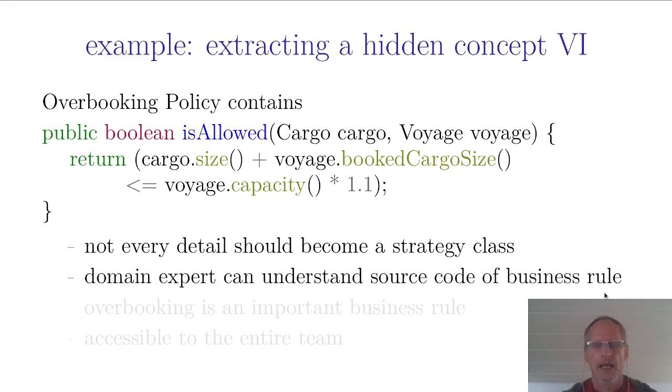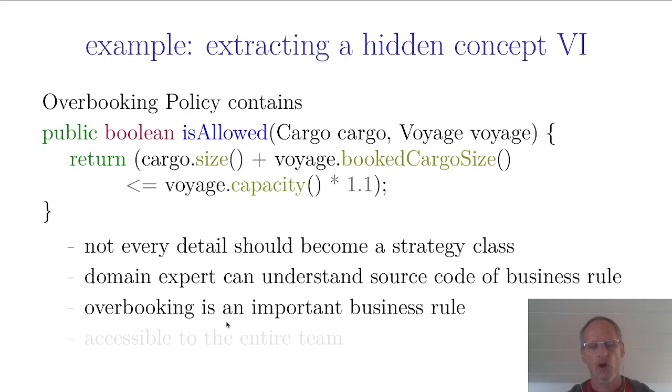Well, here we're dealing with the business rule. Overbooking is a central concept in the domain of shipping. And so it should be reflected in the model, and if the model and the implementation are to agree, then it should obviously also be reflected in the implementation. It should be made explicit because, as I said before, overbooking is an important business rule.